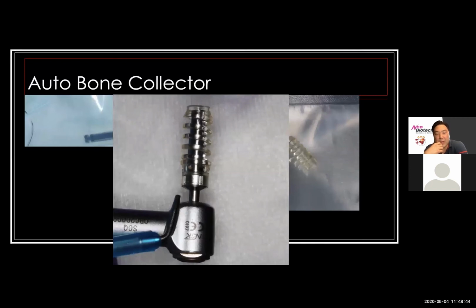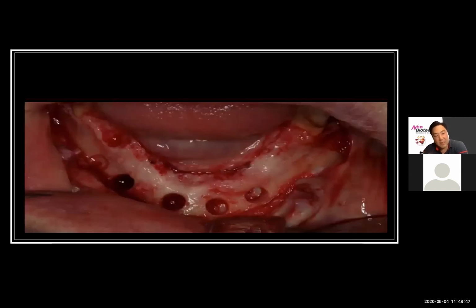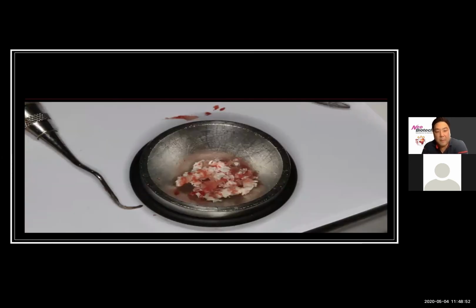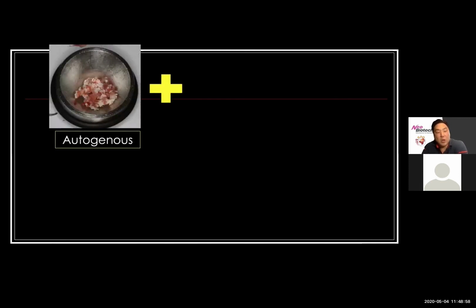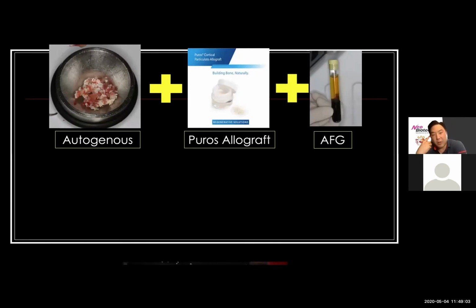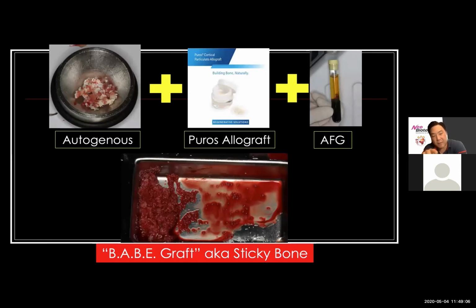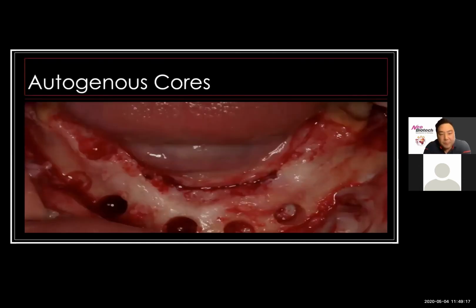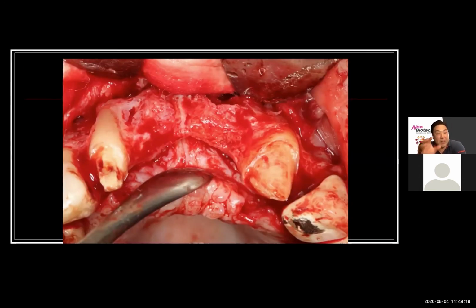So I'm using the auto bone collector, auto chip maker to harvest autogenous bone. This is just a different case showing how I can draw different cores of autogenous bone from one surgical site. This is one draw, one core, and so I'm getting multiple cores to harvest autogenous bone. So I'll mix that with my allograft, I'll mix that with the liquefaction of the fibrin glue, and together as it mixes, it's going to form what I call this BABE graft, biologically activated bone enhanced graft complex, also known as sticky bone, that a lot of you may be more familiar with. So I use this to create this bone graft complex.